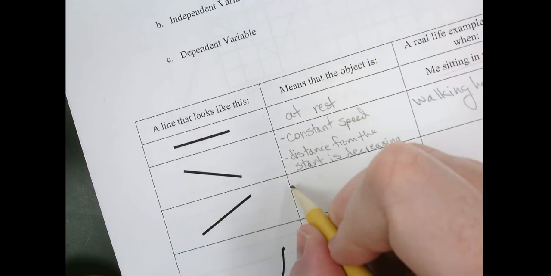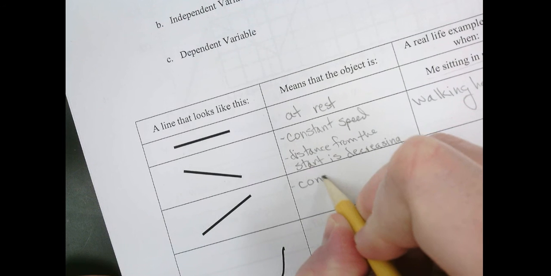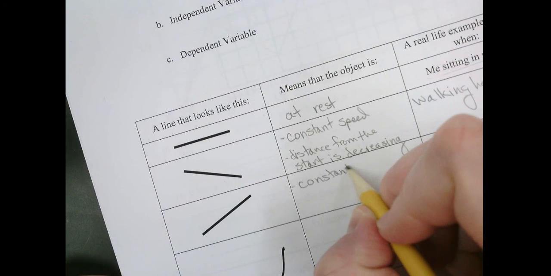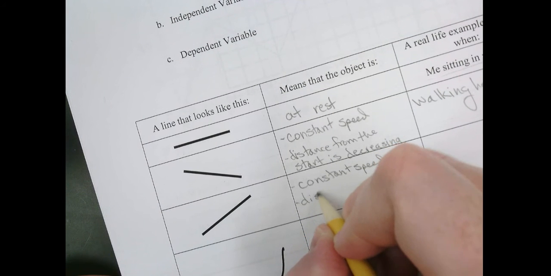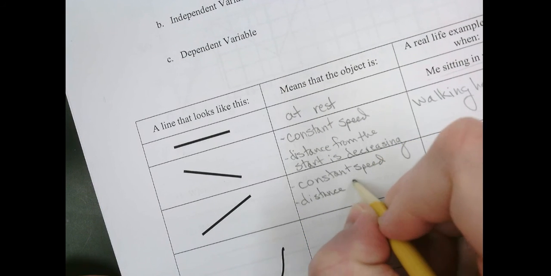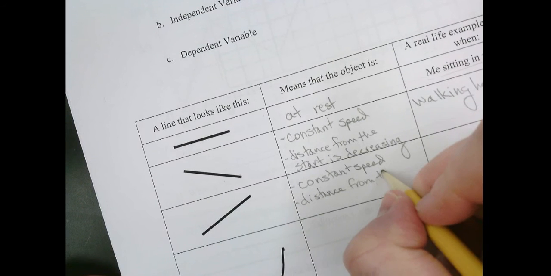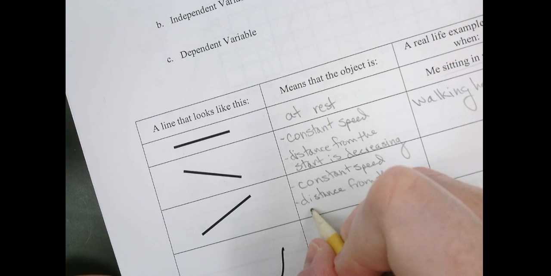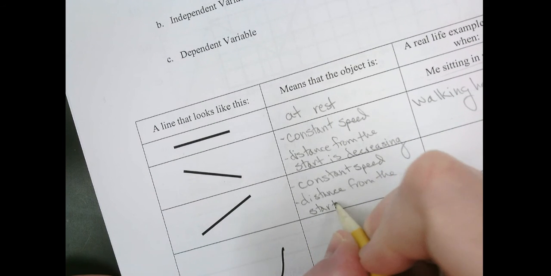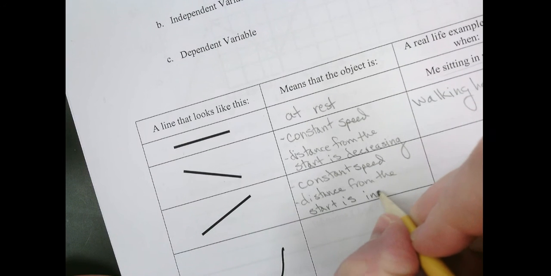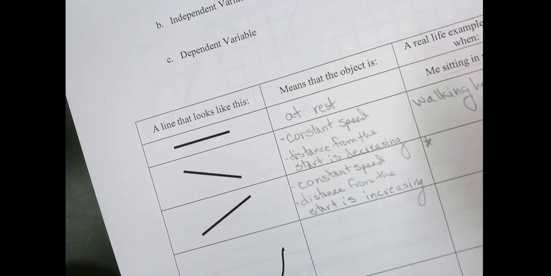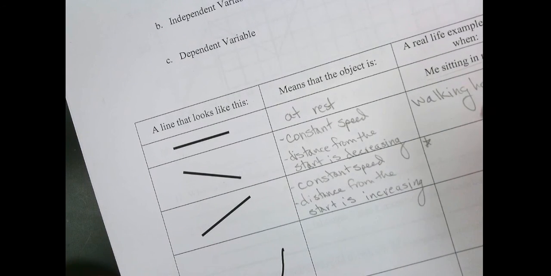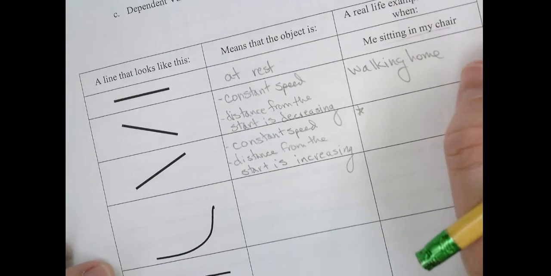So this would be, again, a constant speed because it's a straight line. But the distance from the start or home or the origin is increasing. I'd like you to come up with an example for this. So please take a minute. What would be a real life example for that?